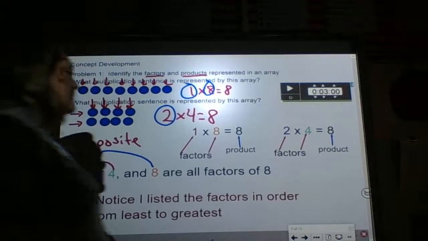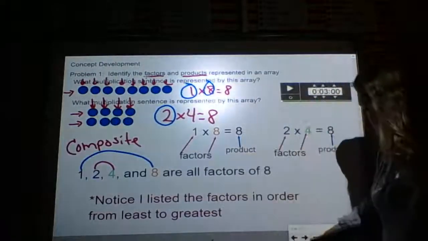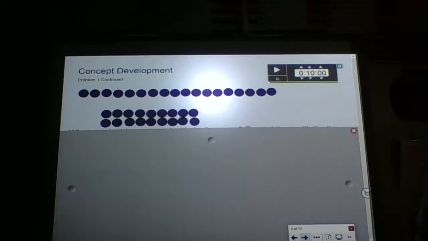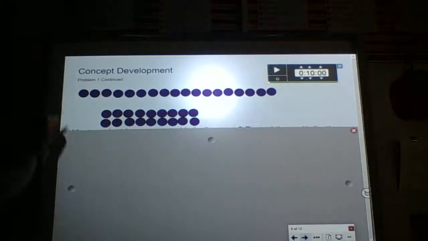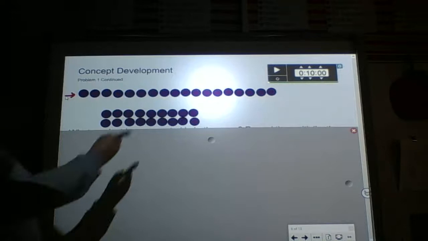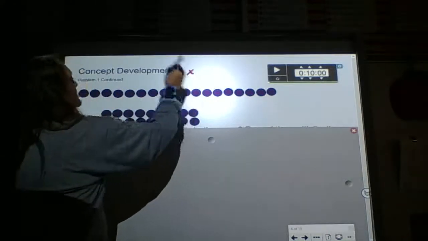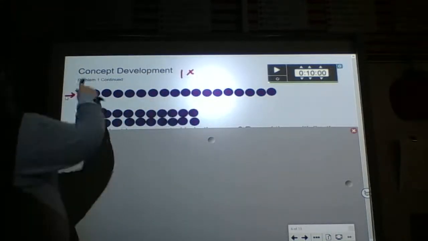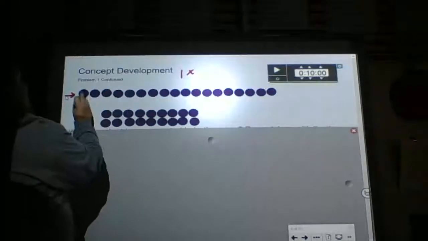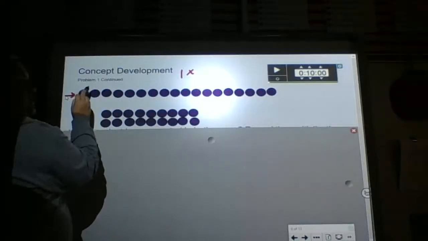All right. Notice that we also listed all the factors in order. Let's take a look at this next one. Ready? I want you to be thinking as I do this one, this is a lot of dots to count, right? What multiplication problem represents this? So start with your rows. Step one, how many rows? You're right, it's one row. So I'm going to write 1 times. Now I need to find out how many columns. I'm just going to put a dot above them because this is going to take me a minute.